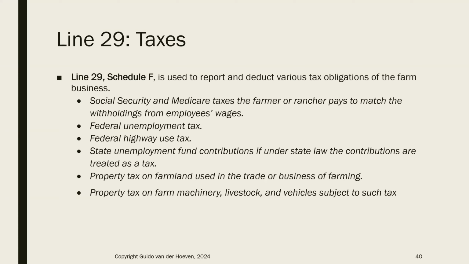If you've got some heavy trucks, federal highway use tax is going to be due. State unemployment fund contributions, if they are required, they're going to be there. Property tax on farmland used in the trade or business of farming, that's probably the more common one for the folks on the call. And if there's any property tax on farm machinery, livestock, or vehicles subject to such tax, and that would be your property tax on your pickups, more than likely. That's where you're going to deduct them on line 29, Schedule F.